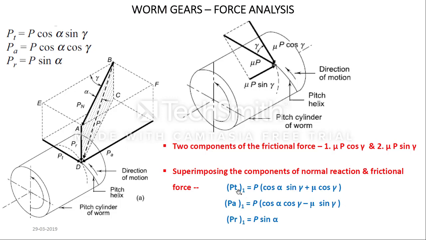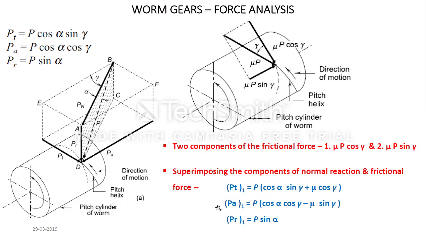In this case PT can be determined using the external power in kilowatts. As we know, power is equal to 2 pi N T upon 60 into 10 raised to 6. From this you can calculate the torque, and torque, as we know, is equal to PT1 into D1 upon 2. From this you can calculate PT, and once you know PT you can calculate PA and PR.